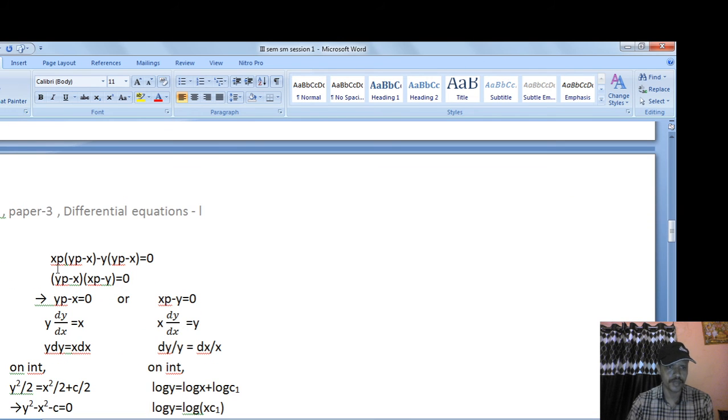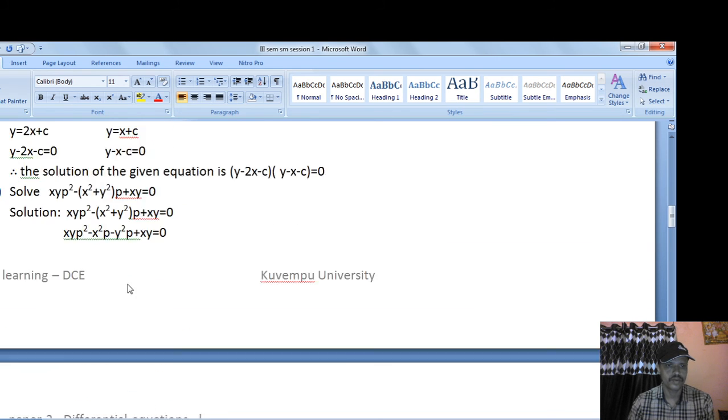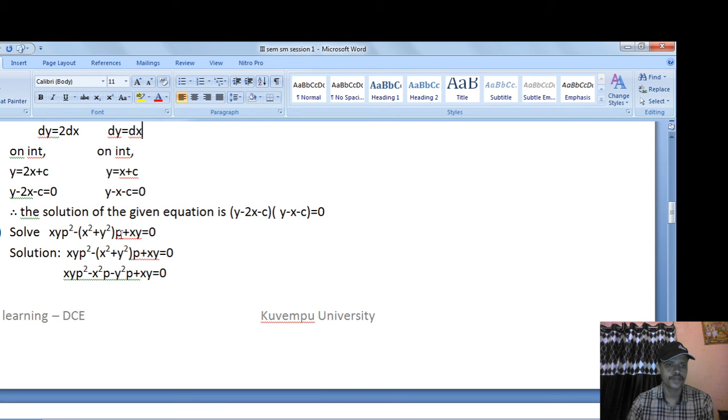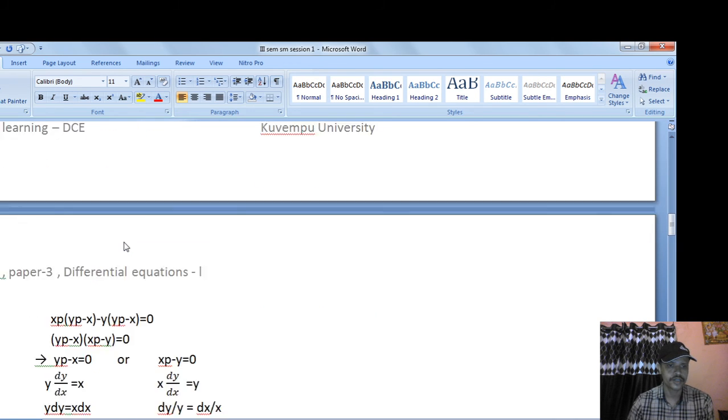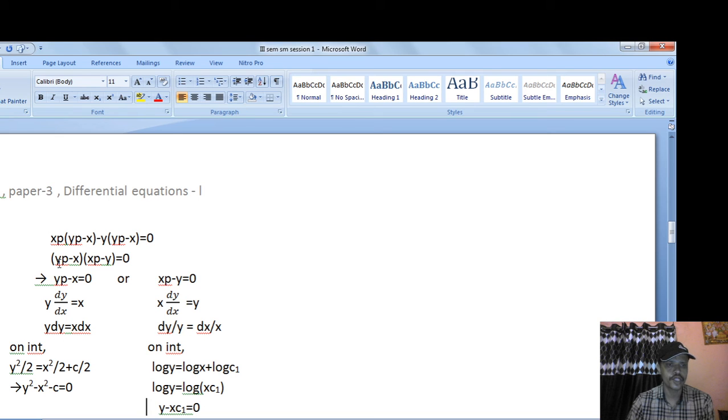Once again, take yp minus x common from these two. The remaining is xp minus y is equal to 0. Here I am writing the LHS of this equation as the product of linear factors of p. This is a linear factor of p, and this is a linear factor of p. That is why it is of the solve for p type.